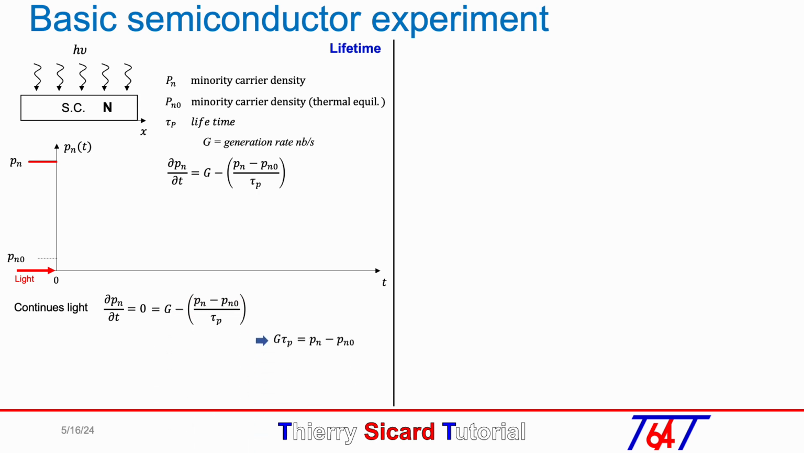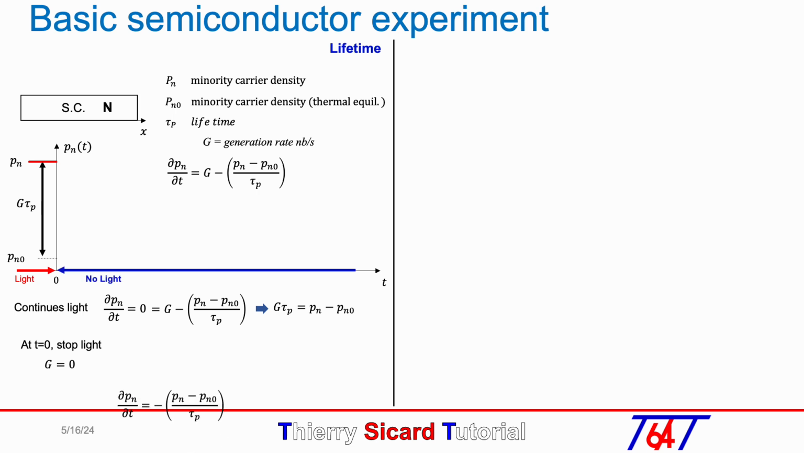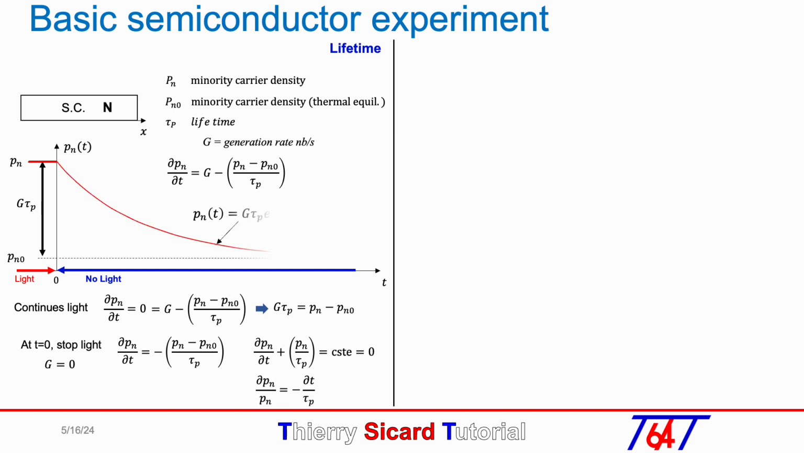At t equals 0, the light is stopped, so generation G equals 0, and the hole concentration Pn decreases exponentially to the Pn0 minority carrier density at thermal equilibrium, with the lifetime tau p. This means that all the electrons in the conduction band go back into the valence band to be recombined with holes, so the hole concentration decreases versus time.